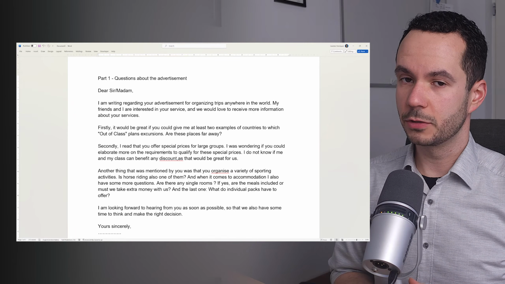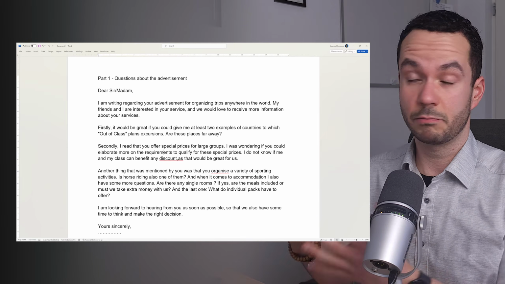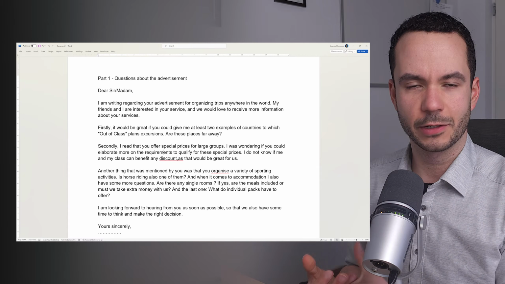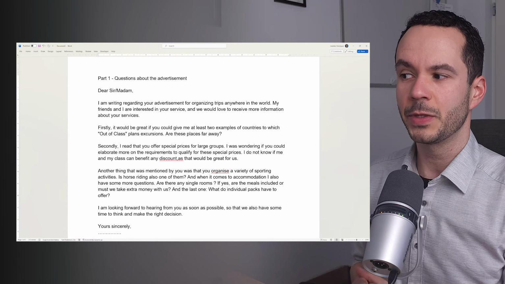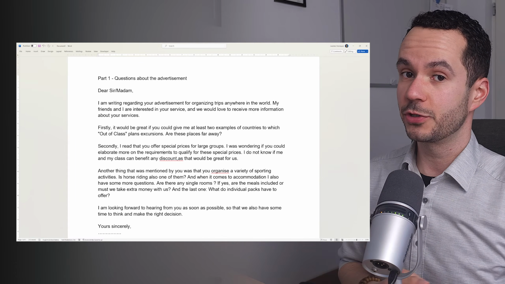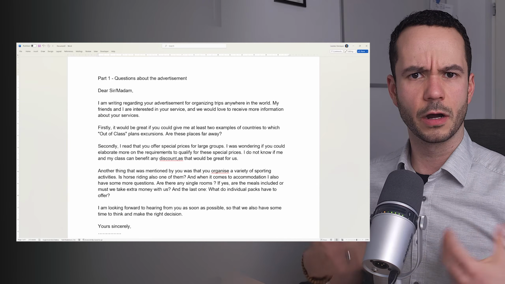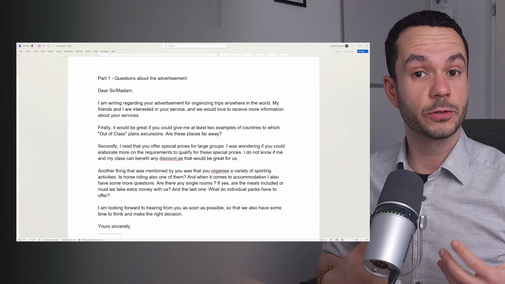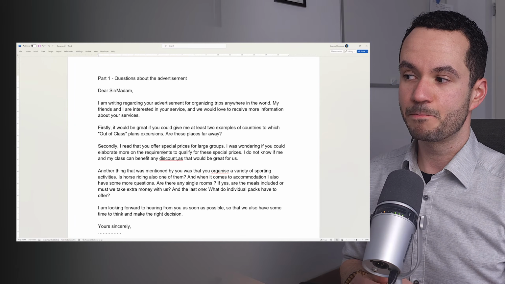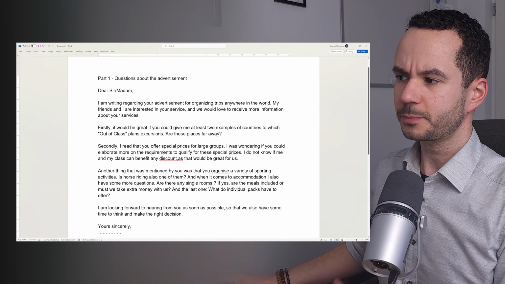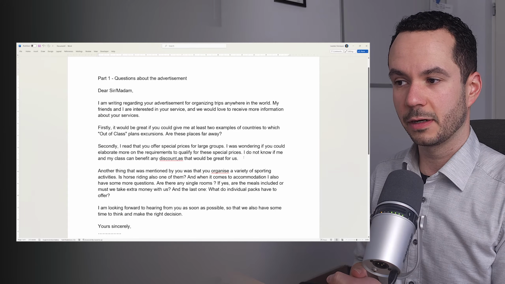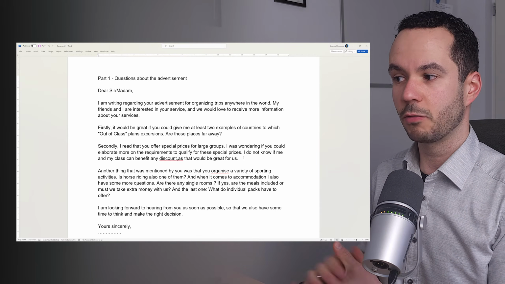Now, the next thing that we want to know is whether we are able to get these special prices. I don't want to say the word that I want to include, but we need to add something that says that. So we're going to include eligible. Eligible is a C1 word, very difficult, very nice, very high level, and it means that you are able to get something and that you meet the requirements to get something. And that's going to replace this final sentence, which is, I do not know if me and my class can benefit any discount, as that will be great for us.